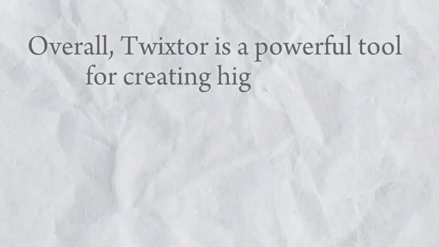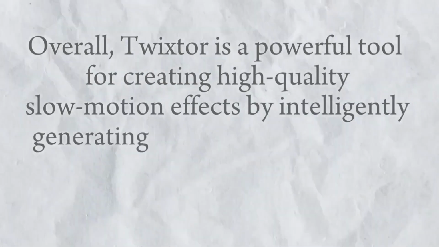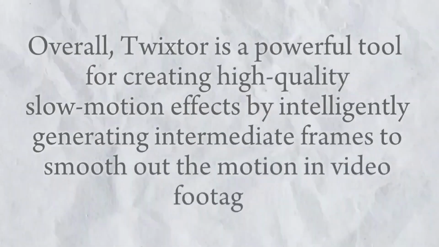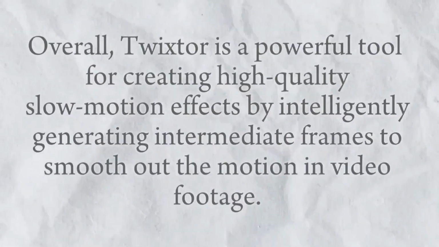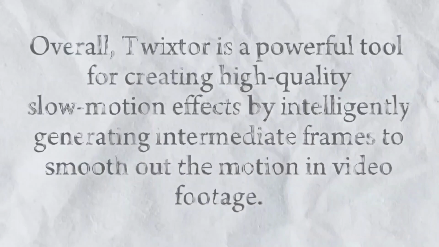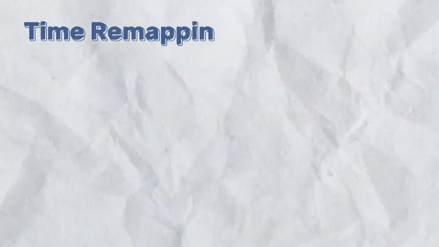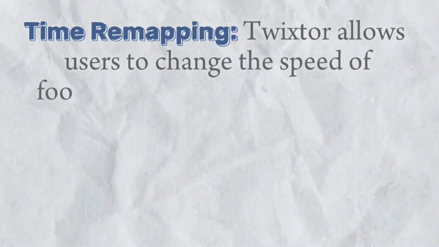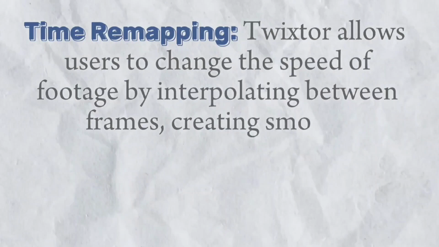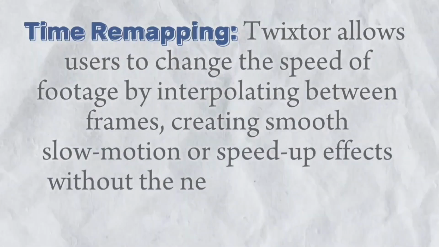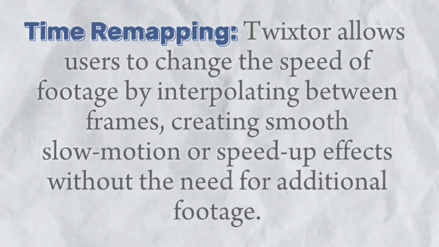Overall, Twixtor is a powerful tool for creating high-quality slow motion effects by intelligently generating intermediate frames to smooth out the motion in the video footage. So, what are some key features of Twixtor? Time remapping. Twixtor allows users to change the speed of the footage by interpolating between frames, creating smooth slow motion speed effects without the need for additional footage.